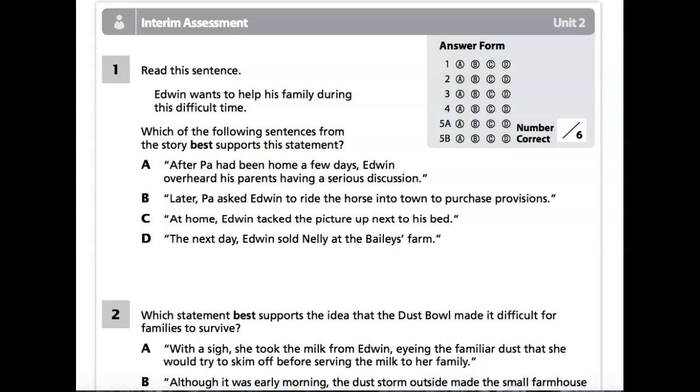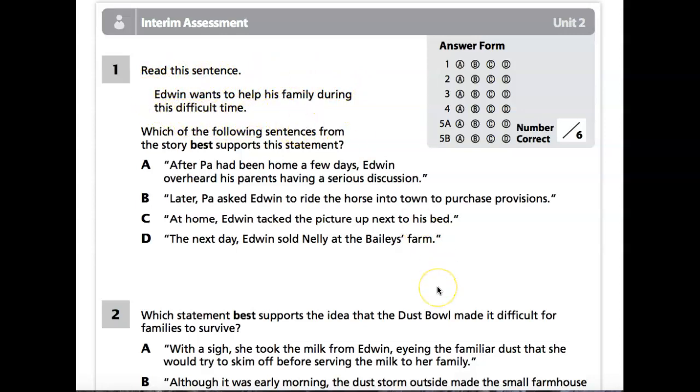Okay, A. After Pa had been home a few days, Edwin overheard his parents having a serious discussion. B. Later, Pa asked Edwin to ride the horse into town to purchase provisions. Purchase means to buy, so he bought things that they needed in the home. C. At home, Edwin tacked the picture up next to his bed, so he taped it or pinned it up on the wall. And D, the next day, Edwin sold Nellie at the Bailey's farm. All right, so which one of those tells you that Edwin wants to help his family during this very difficult time?